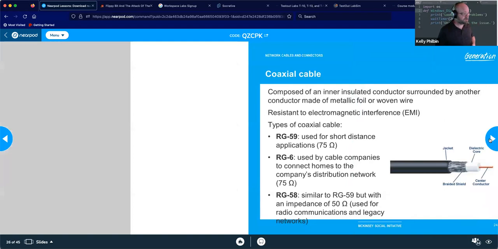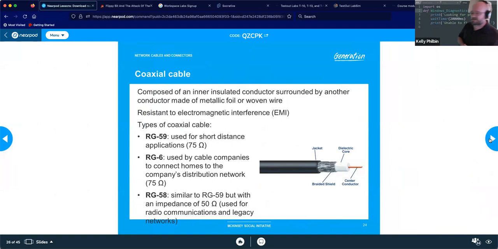All right. Cables and connectors. I know y'all missed it. Brought them back. So we're talking about our coaxial. This gives us kind of a breakdown of it. You have your center conductor. That's that copper wire in the middle. That is what is essentially transmitting the signal.